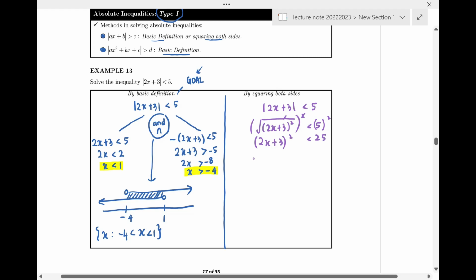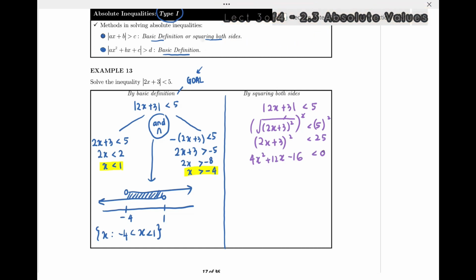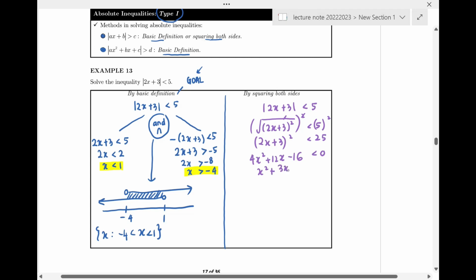So I expand this, we have 4x squared plus 12x minus 16 after we gather the 25 to the left side, and we get less than 0. We simplify it some more. We divide both sides by 4. So we have x squared plus 3x minus 4 less than 0. So I think you should be familiar with this. This is an inequality of a quadratic equation.